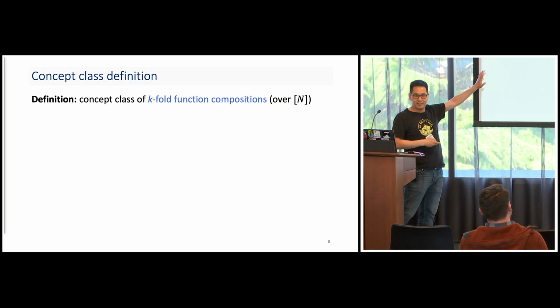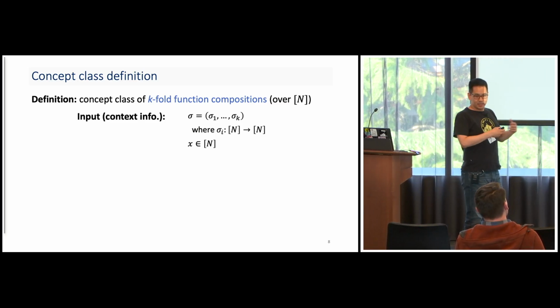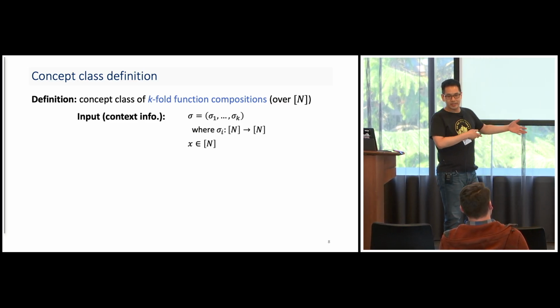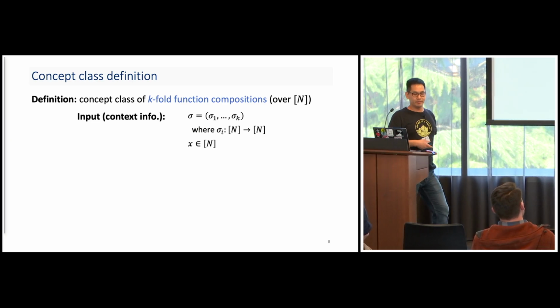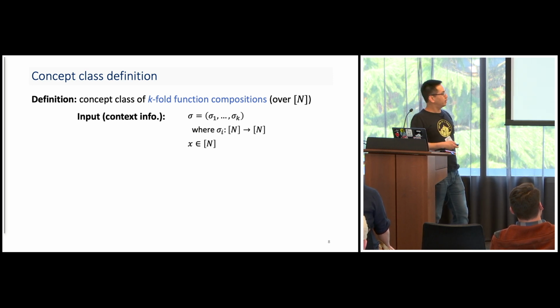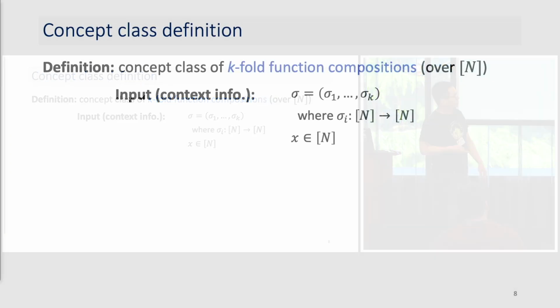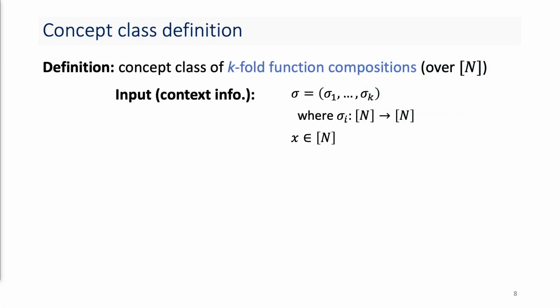Let me formalize this. Instead of just 3 functions that we compose together, there'll be K functions that end up being composed together. K of the functions will come in the context, as part of the input. So here we have a K-tuple of functions, sigma 1 through sigma K. And then there'll be a question x that we want to ask about.